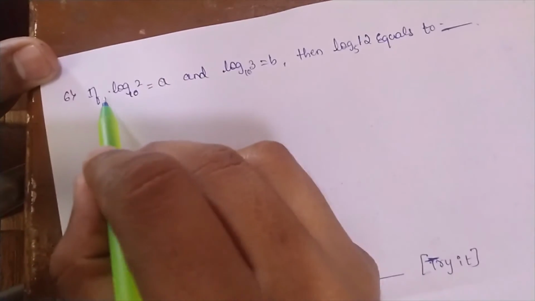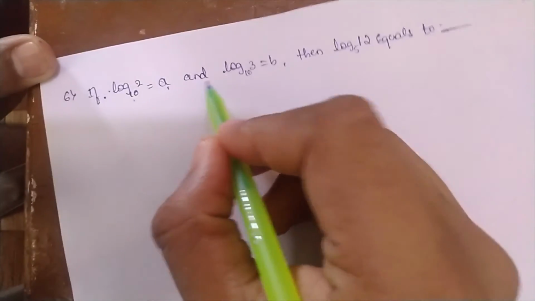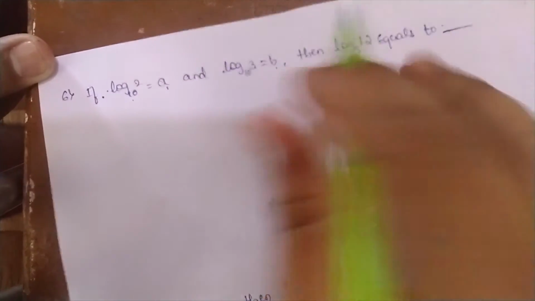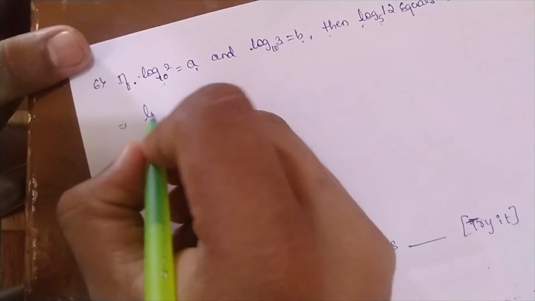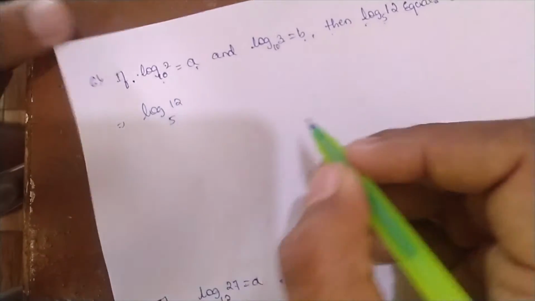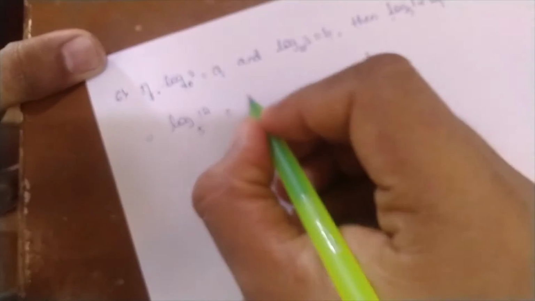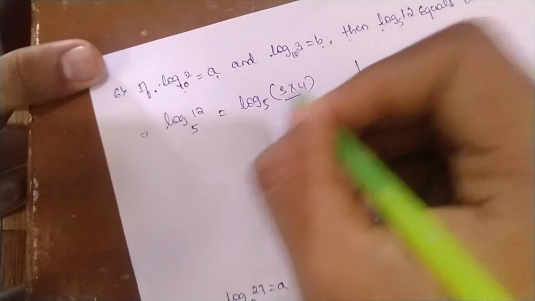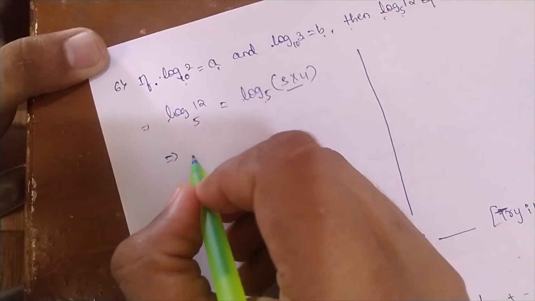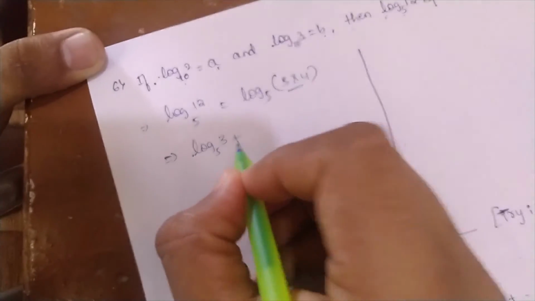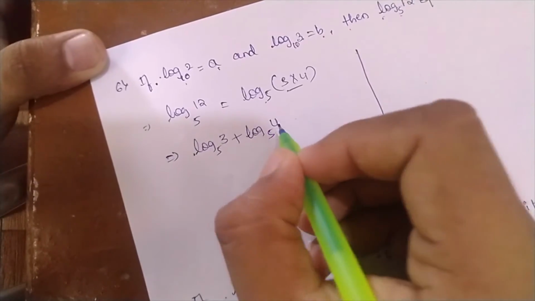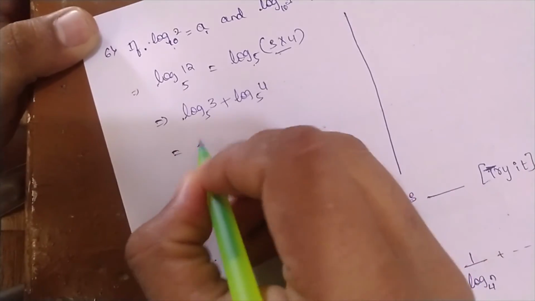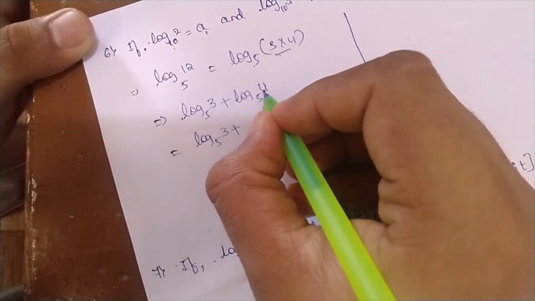So take this example. If log 2 base 10 equals a and log 3 base 10 equals b, then the value of log 12 base 5 equals dash. So let's solve it. They are asking the value of log 12 base 5, which equals log, so 12 can be written as 3 into 4, correct? So 3 into 4, the base is right there only. So equals log 3 base 5 plus log 4 base 5. This is the multiplication property of log. This is equals to log 3 base 5, and 4 can be written as 2 square.